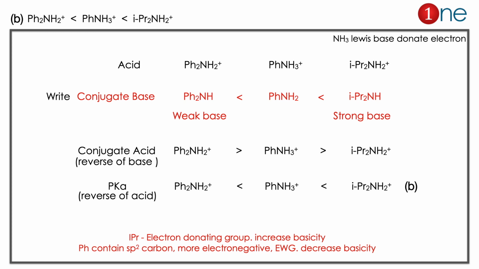Here the concept you have to learn is that electron donating groups increase the basicity. The sp2 carbon, which is the phenyl carbon, decreases the basicity because of its electron withdrawing tendency.